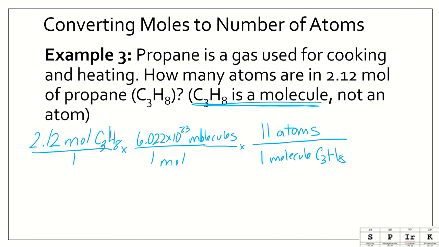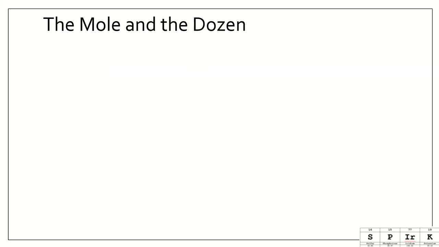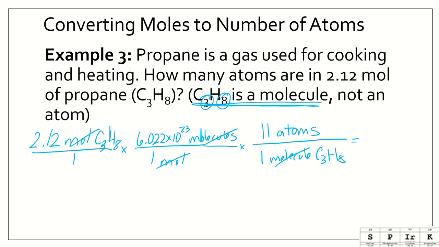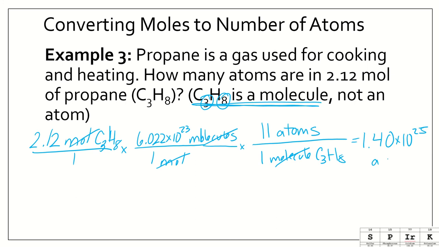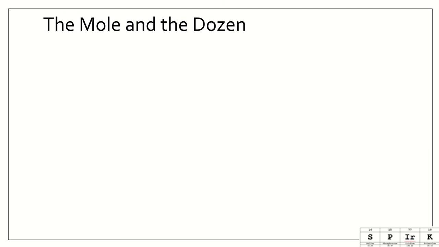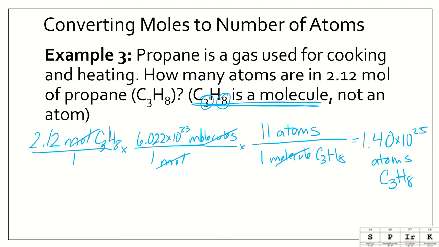All I did there was take 3 plus 8. So mole cancels with mole, molecule cancels with molecule. We're left with a unit of atoms. So 2.12 times 6.022 times 10 to the 23rd times 11, we get 1.40 times 10 to the 25 atoms of propane. And there you have it.